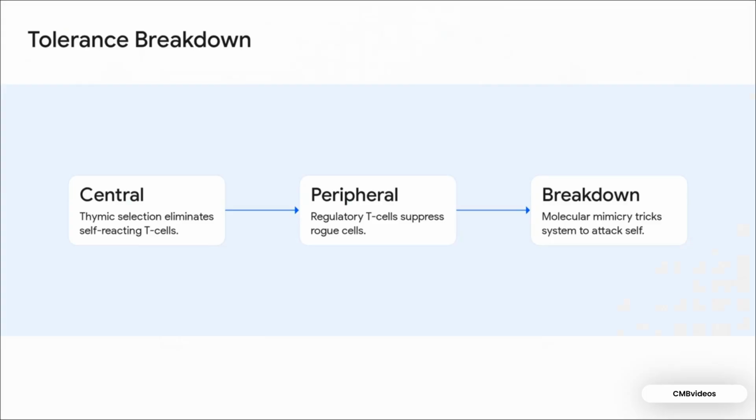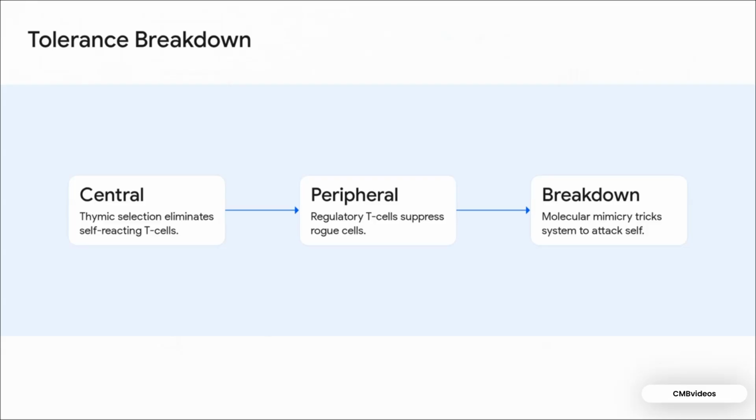So how exactly is this tolerance maintained? Think of it as a 2-tier security system. First, we have central tolerance. You can picture this as a super strict military boot camp in the thymus. Here, developing T cells are tested. If they react too strongly to your own self-antigens, they are summarily eliminated. Second, for the few rogue cells that somehow escape boot camp, we have peripheral tolerance.